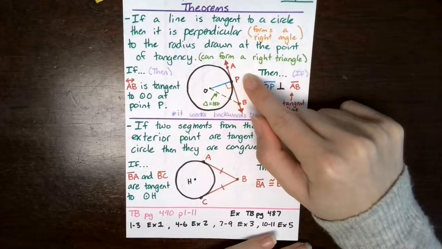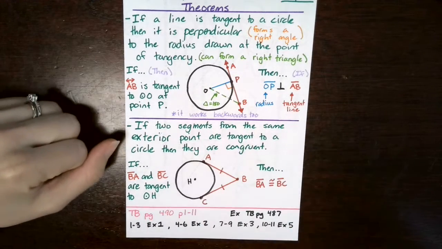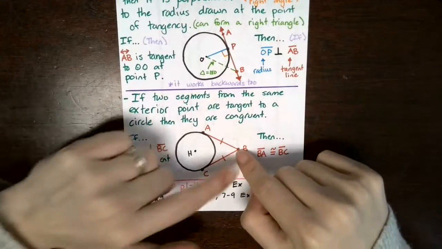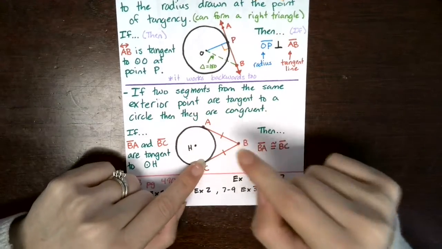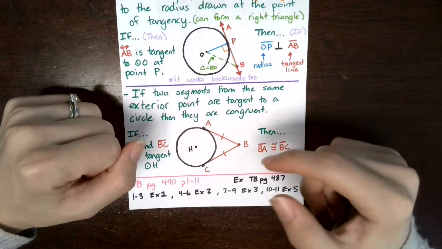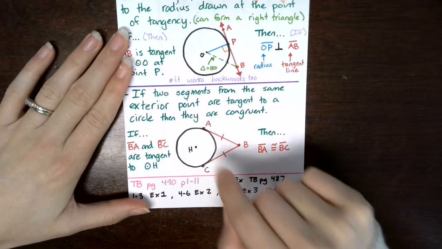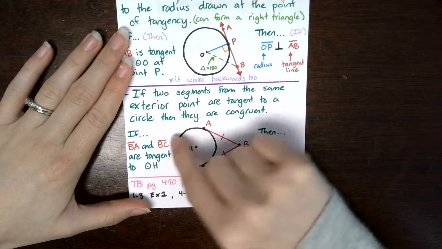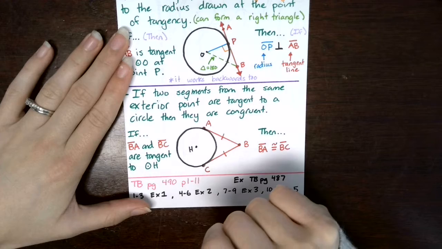Okay, the other one is if two segments from the same exterior point are tangent to the circle, then they are congruent. So we have this point, and then these two lines are tangent. What we usually use this for are perimeter problems, so it'll have an inscribed circle and a triangle, and we'll know that both these parts are the same, both these parts are the same, and both of these parts are the same.